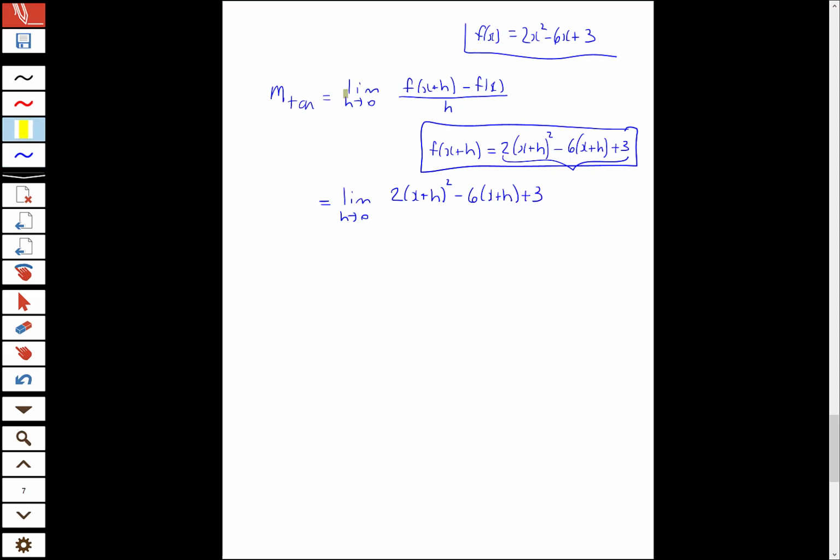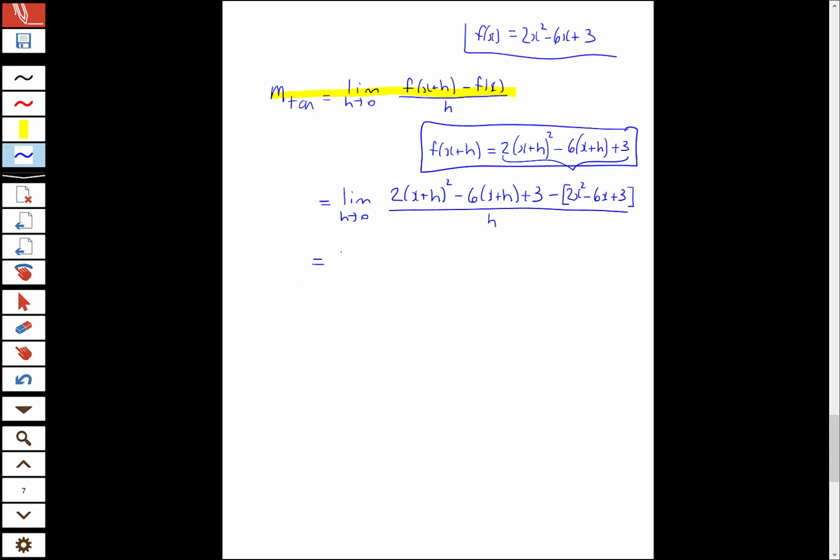And then looking back at our expression here that we're subbing into, we still need to subtract off the f of x. So we need to subtract off, I'm going to give myself brackets here, 3 terms are getting subtracted off, the 2x squared, the minus 6x, and the plus 3. Okay, and then that's all over h. So let's do some algebra until we get to the point where we can sub in h equals 0 and get something that's not 0 over 0.